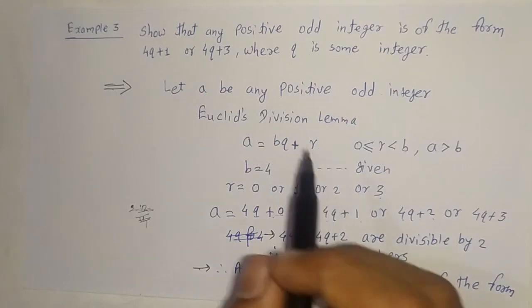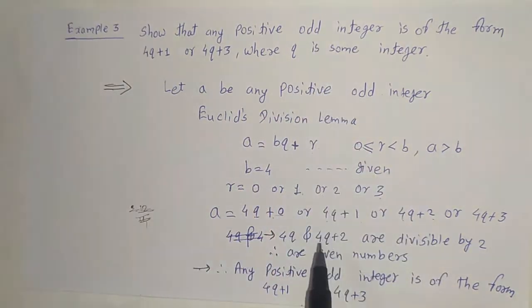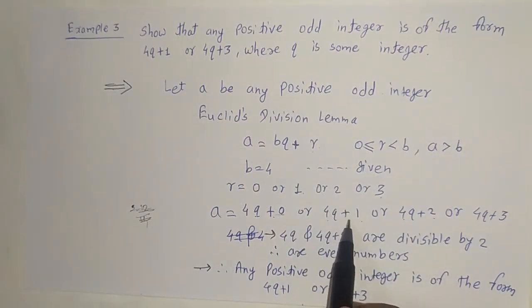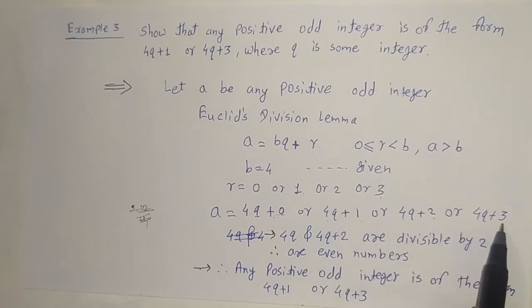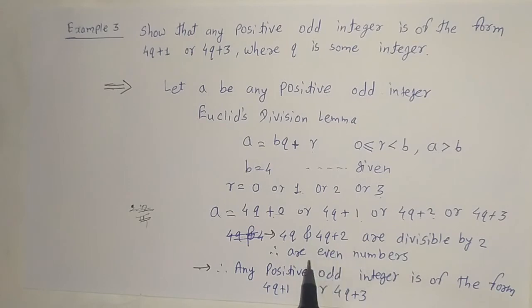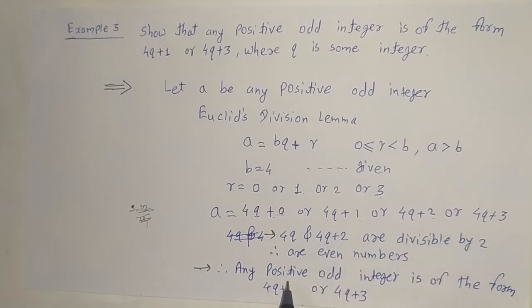So these two are always even numbers. So that is not our requirement. We need a positive odd integer. So what are the remaining two values? 4q plus 1 and 4q plus 3. So these are the two forms. So that is our required answer. Any positive odd integer is of the form 4q plus 1 or 4q plus 3, because the remaining two forms are of even numbers. So this can be our answer. 4q plus 1 or 4q plus 3 will be the form of any positive odd integer.